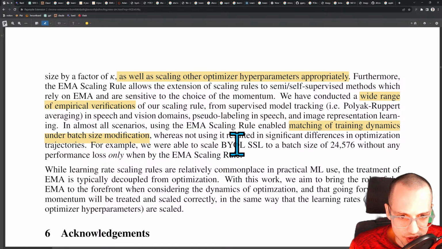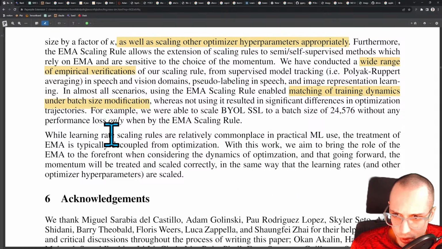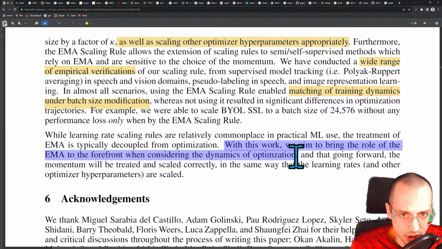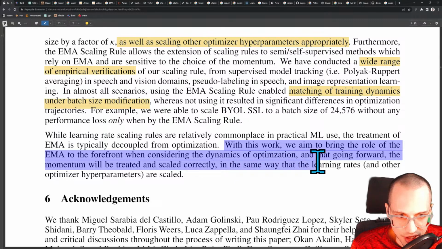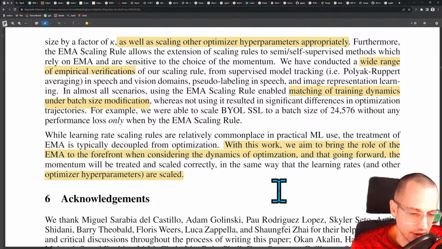We were only able to scale BYOL SSL to a batch size of 245076, which is a huge batch size anyways, without any performance loss, only when by the EMA. While learning rate scaling rules are relatively commonplace in practical ML, the treatment of EMA is typically decoupled from optimization. We aim to bring the role of EMA to the forefront when considering the dynamics of optimization going forward. The momentum will be treated and scaled correctly the same way that learning rates and other hyperparameters are scaled.